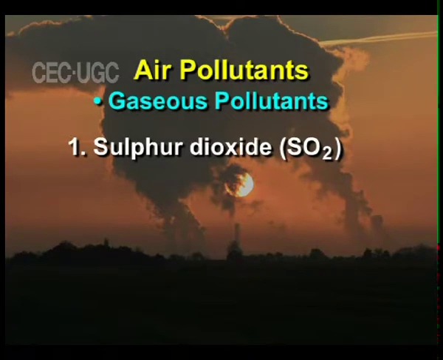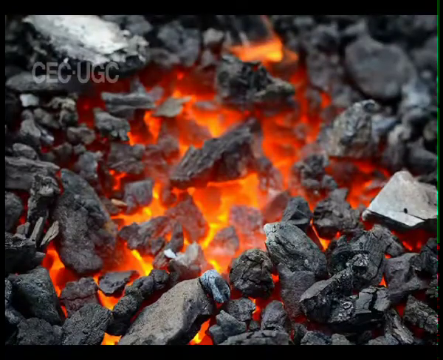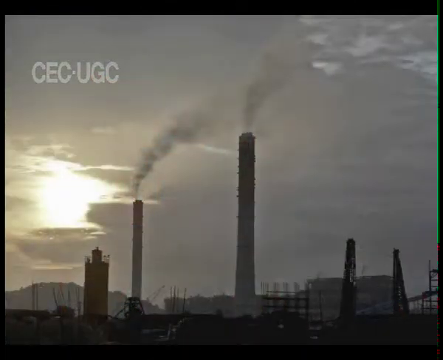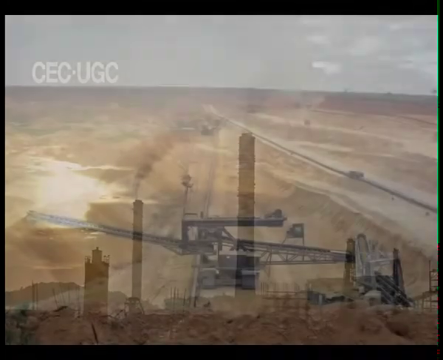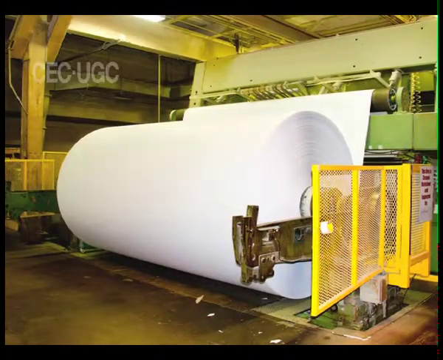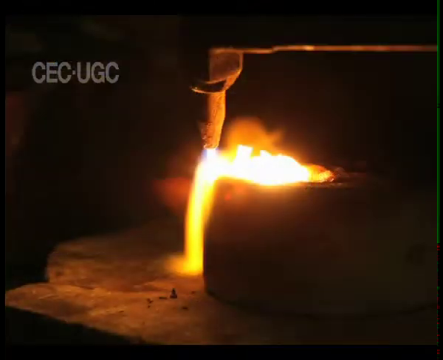Sulfur dioxide. Sulfur dioxide is a gas produced from burning coal, mainly in thermal power plants. Some industrial processes such as phosphate industry, production of paper and smelting of metals produce sulfur dioxide. Sulfur dioxide is a major contributor to smog and acid rain. It is an acid gas and can affect human health and vegetation.